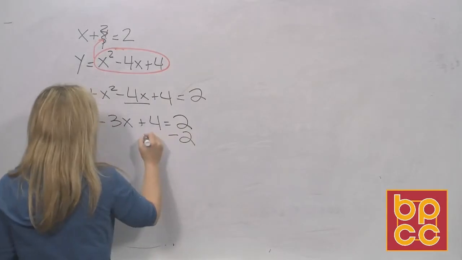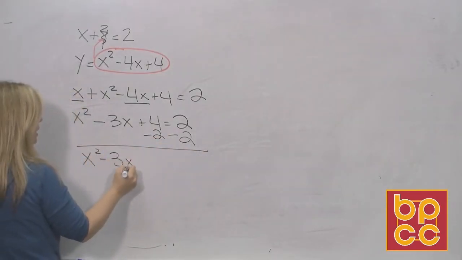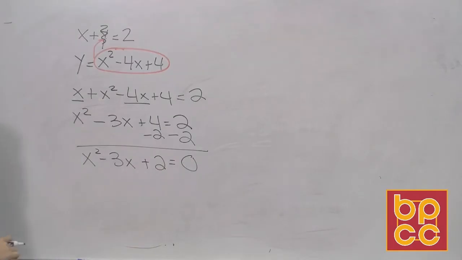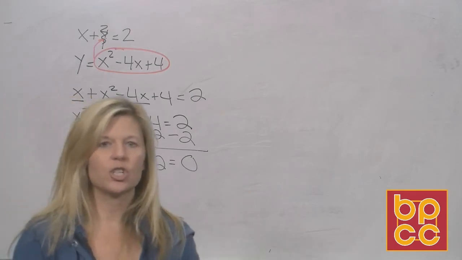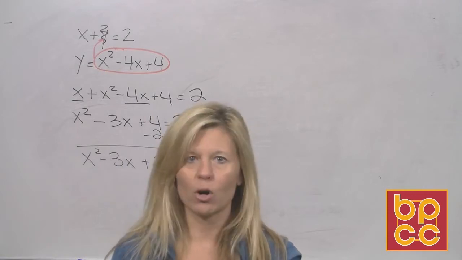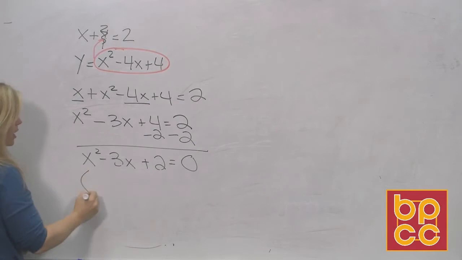So we move the 2. So we get x squared minus 3x plus 2 equals 0. Okay, now we're going to factor it. What's your rules of factoring? GCF, difference of perfect squares, trinomials. You've heard these over and over. What rule is this? 1, 2, 3, trinomial.